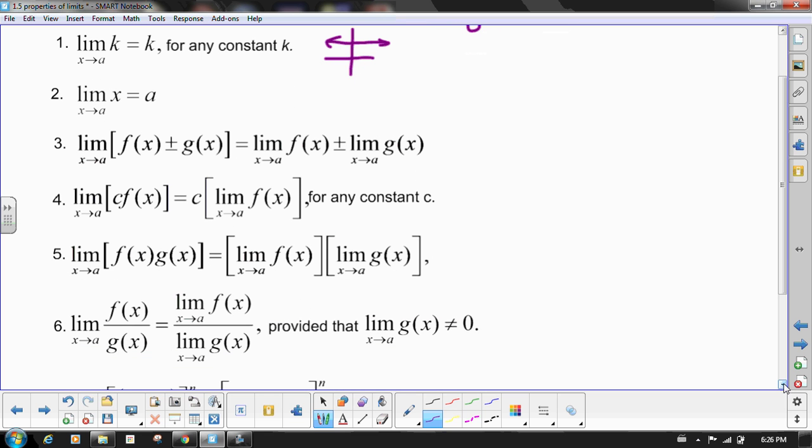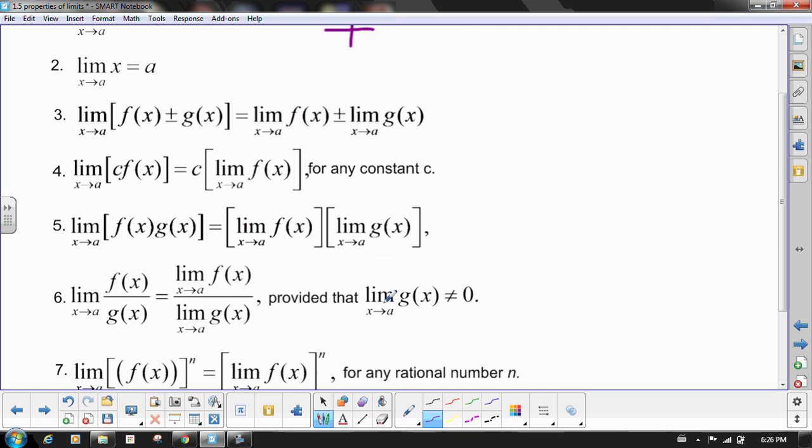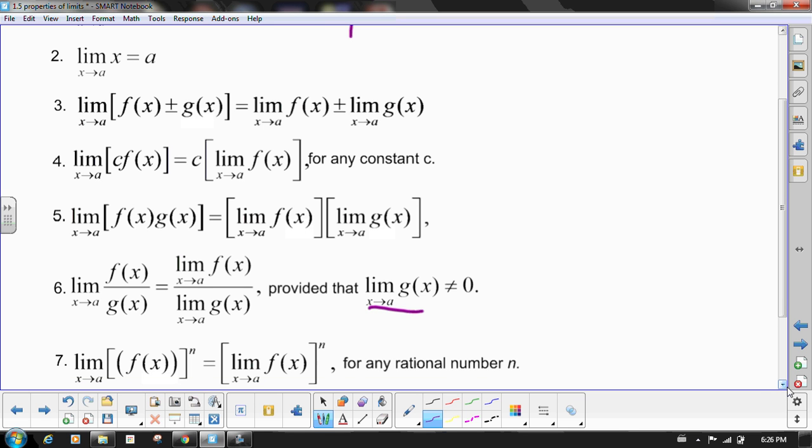In number 6, it's the quotient, to show that the limit applies to the numerator and the denominator in the same manner. And then obviously you have to make sure you're paying attention to your restrictions. And then finally, if we have an exponent, we can either apply the exponent before we do the limit or after. Either way, we get the same answer. All right, so now we're going to do some examples.